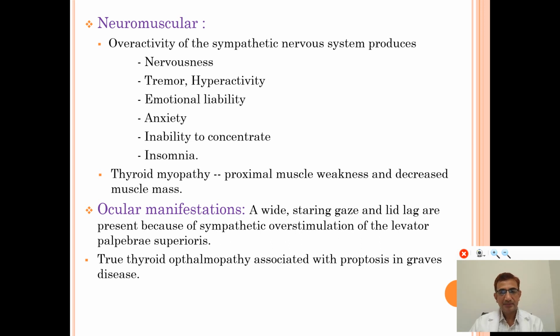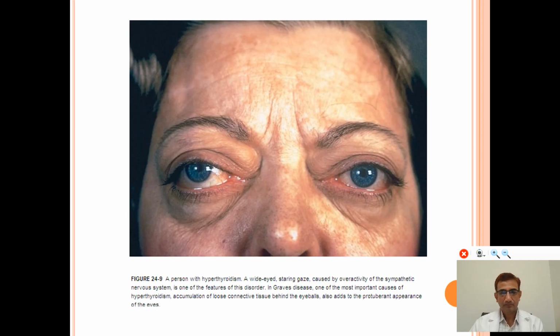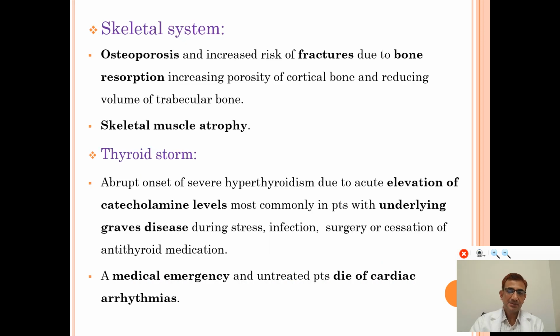Ocular manifestations, that is a wide staring gaze and lid lag, are present because of sympathetic overstimulation of the levator palpebrae superioris. True thyroid ophthalmopathy associated with proptosis is seen in Graves' disease. So this is a photograph showing hyperthyroidism, a wide staring gaze caused by overactivity of the sympathetic nervous system. We see this in Graves' disease.